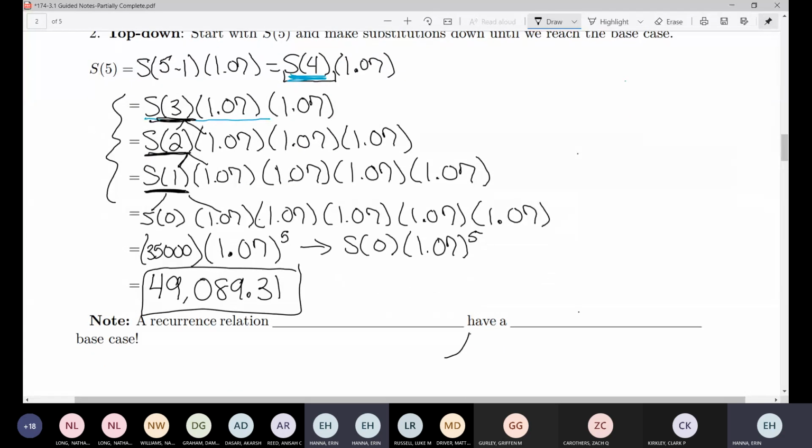So note that a recurrence relation must have a non-recursive base case. We needed that starting point of $35,000 for this case. There always has to be a set in stone thing that doesn't rely on something else. You need a starting spot, or else you're just going around in loops till you die.